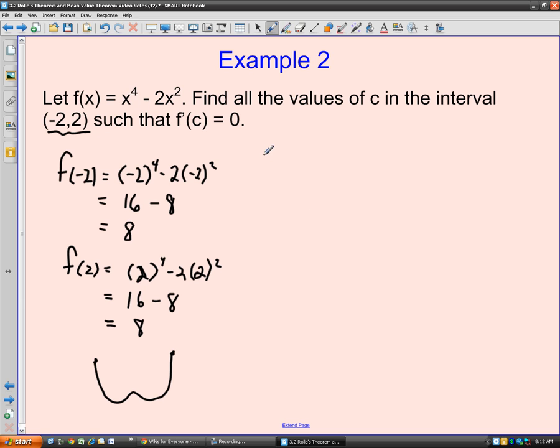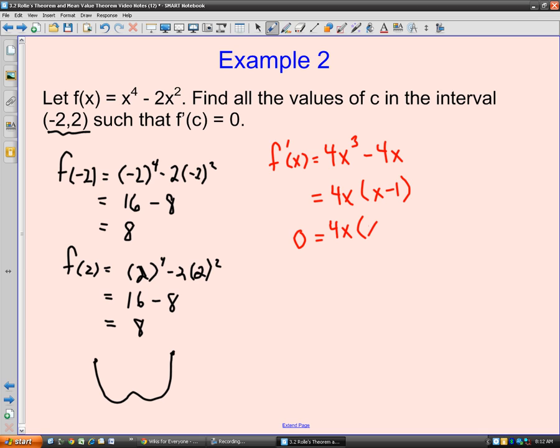Sometimes it's an absolute value or something like that. You just got to be careful. So I'm going to take f prime, and I end up with 4x cubed minus 4x. And so if I do a little factoring, I get something that looks like this. And now I can set it equal to 0, because that's really what I want.